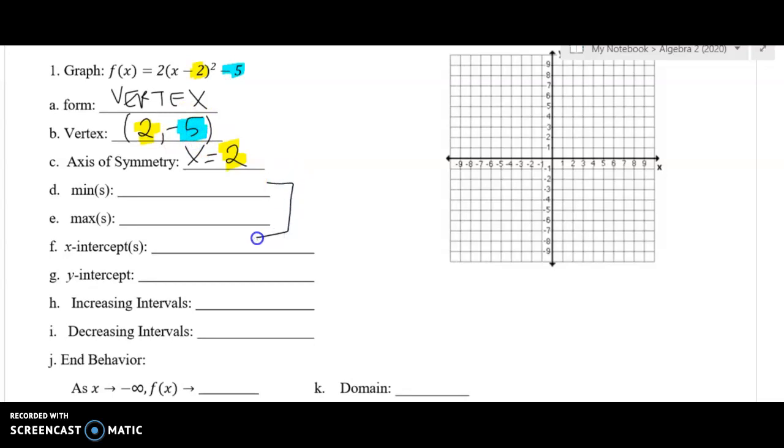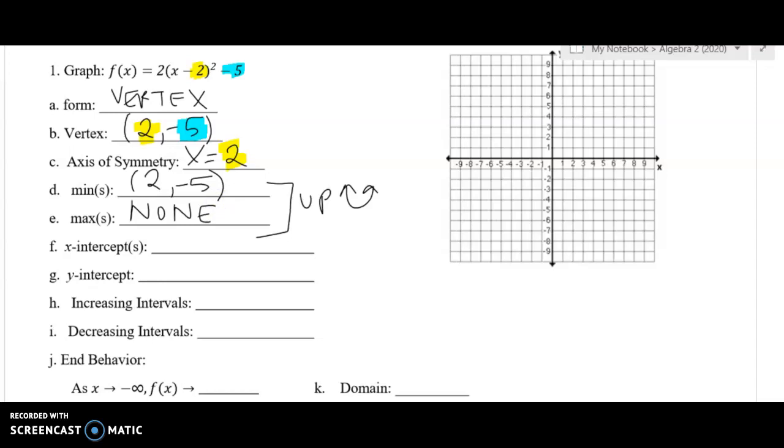Min or max, we talked about this yesterday. If the equation is positive, it opens up, so the graph looks something like this little U shape. If it opens up, there is no maximum, there's only a minimum. The minimum happens to be the same point as the vertex, so you can just copy that down again.